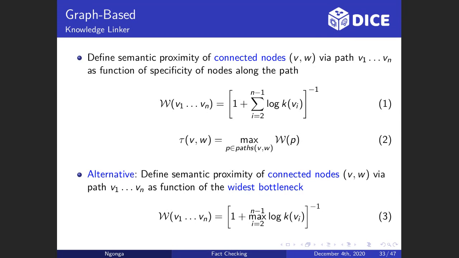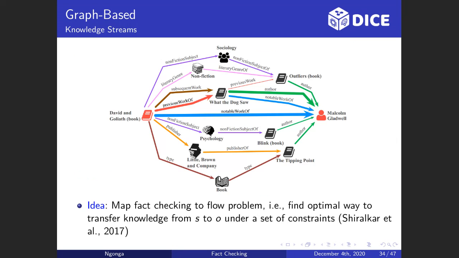All right. Knowledge Linker works okay, but because it neglects the predicates, it actually does not perform that well in practical applications. The algorithm Knowledge Streams, by Shiralkar et al., which came out in 2013, looks at the problem in a totally different way. It maps fact checking to a flow problem. So basically what it says is, I want to find the optimal way to transfer knowledge from the source to the target, given the graph in which I am.